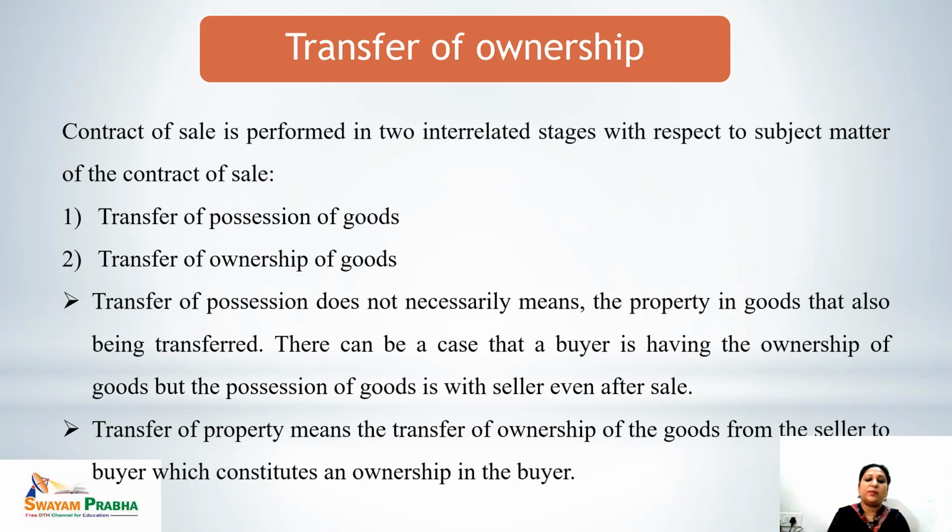Transfer of property means the transfer of ownership of the goods from the seller to the buyer, which constitutes ownership in the buyer. That means once the possession is transferred, and then the ownership is transferred, the buyer finally becomes the owner of the goods. So this is the completion stage of the contract of sale.